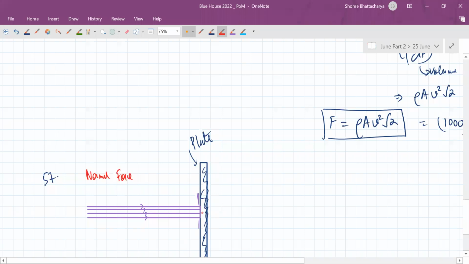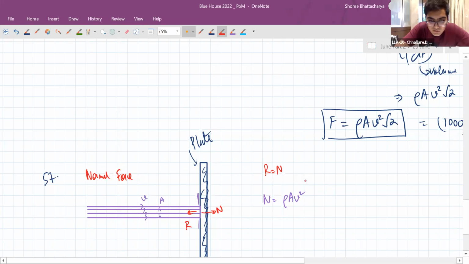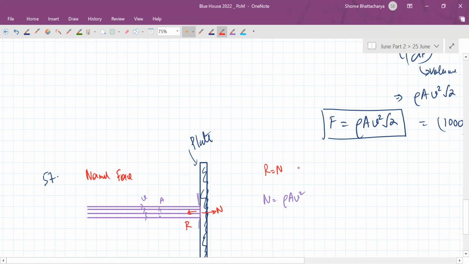So the normal force acting on the plate is the force in this direction. And that will be basically equal to, this area of cross section is A, rho A V square. Because in this direction, you can see that the reaction force on the liquid is stopping the momentum altogether. It will be like an impulse, right? Yes, it's like a collision impulse force.